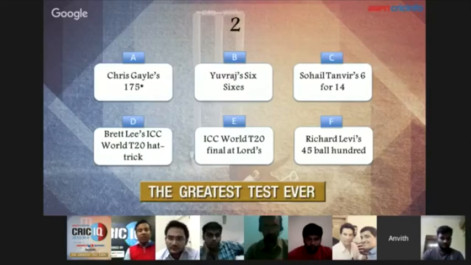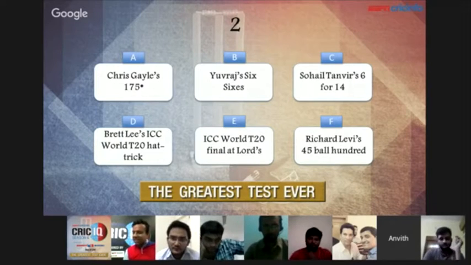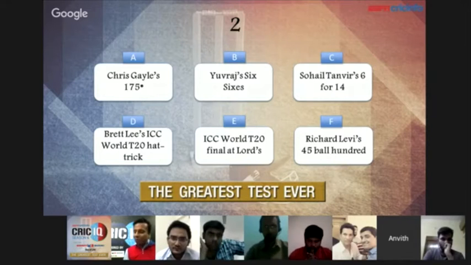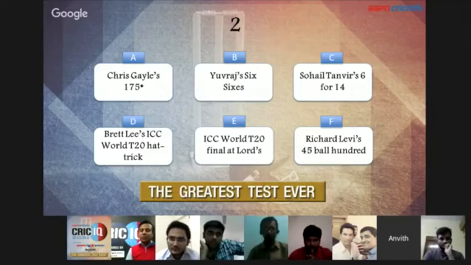Now let's look at the correct answers. First came Brett Lee's ICC World T20 hat-trick. So you got that one wrong. Next came Yuvraj Singh's 6 sixes. Next came Sohail Tanvir's 6 for 14. Next came the ICC World T20 final at Lord's. Then came Richard Levy's 45 ball 100. And then Chris Gayle's 175.